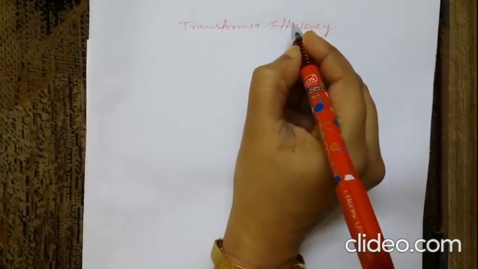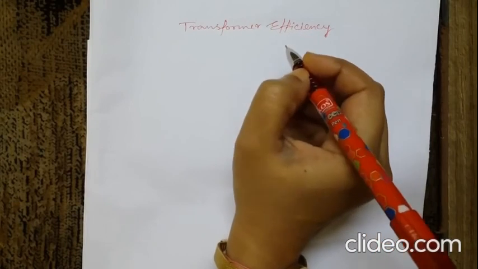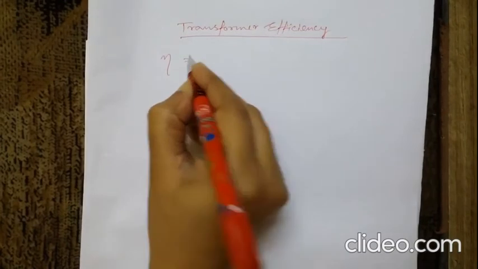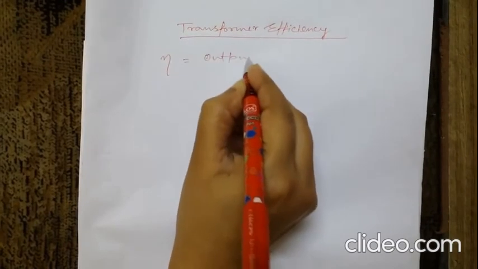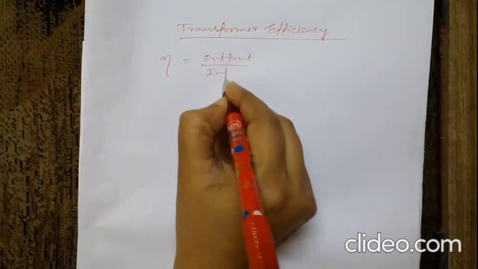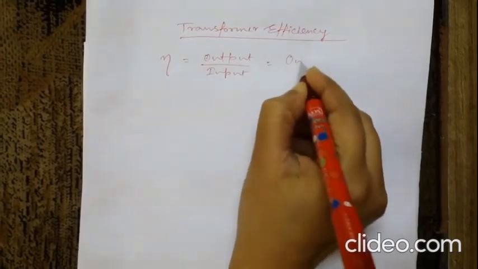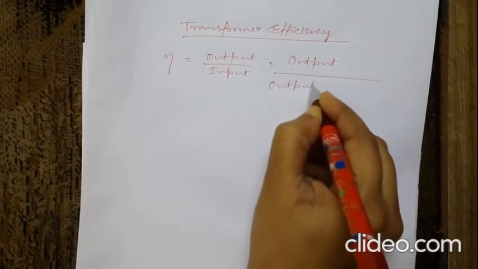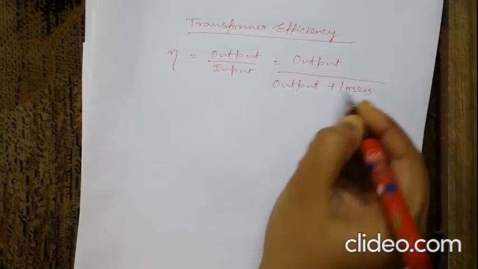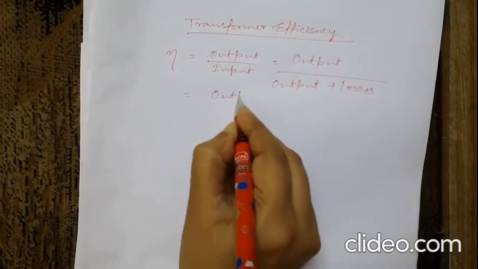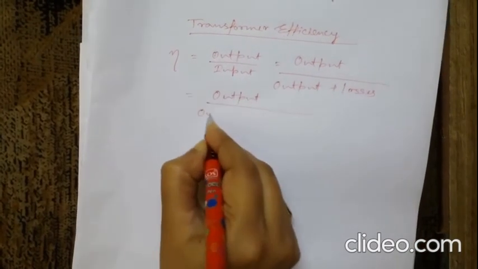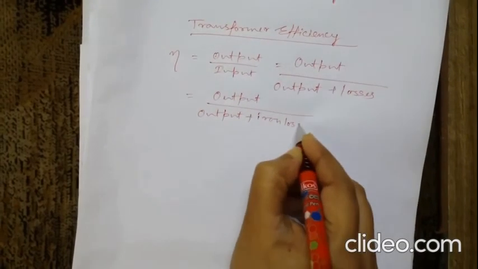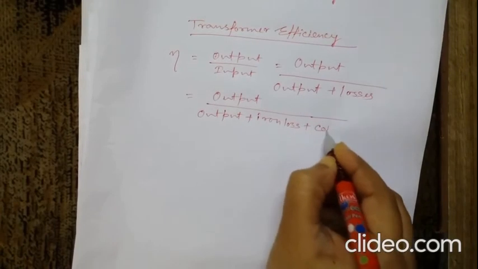Transformer efficiency is defined as the ratio of useful power output to the input power. So you can write, transformer efficiency is equal to output by input, is equal to output by output plus losses, output plus iron loss plus copper loss.